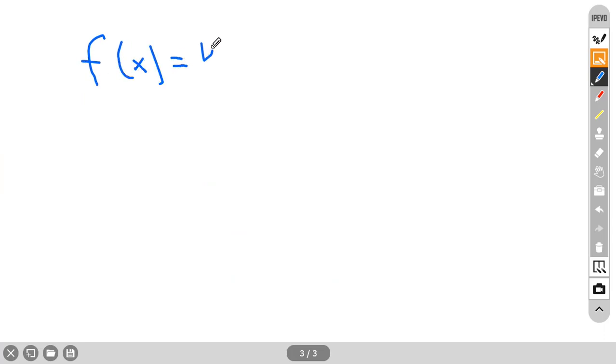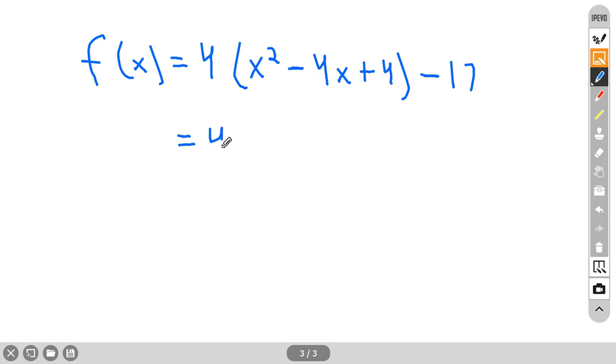So now from there I've got f of x equals 4 times x squared minus 4x plus 4. Negative 16 minus 1 is going to be negative 17. Now I'm going to take this middle part and complete the square on it. So I get 4 times (x minus 2) squared minus 17.